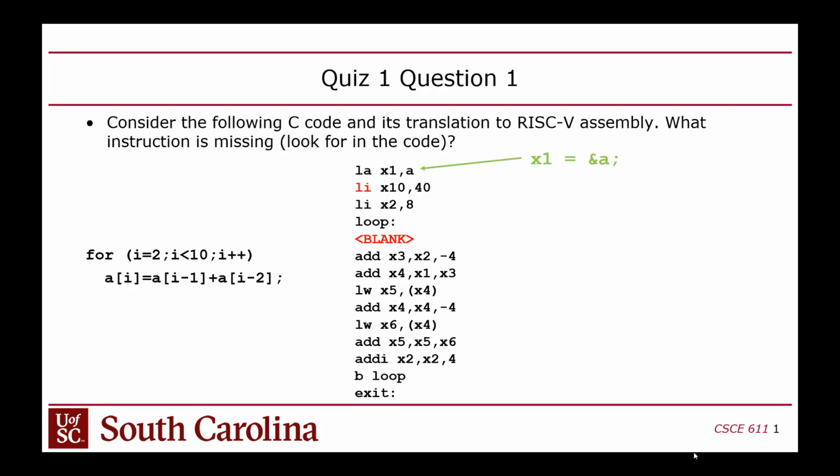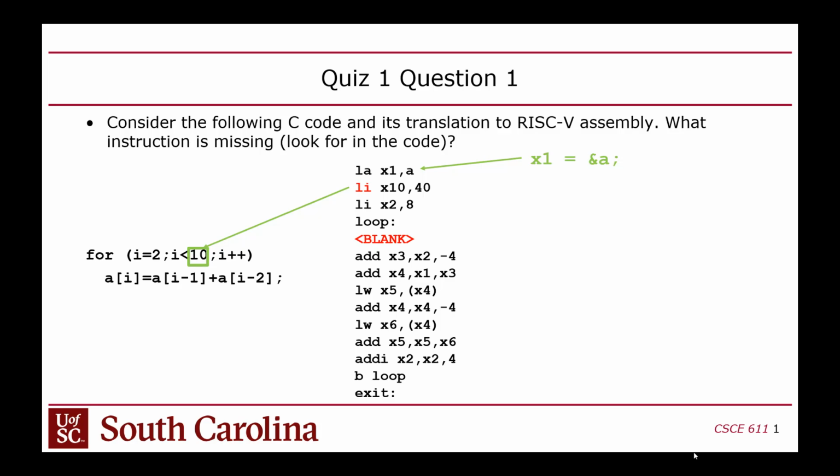So that first instruction basically loads the address of A into a register, because A is an array and C arrays are pointers. So the load address is referencing A. It's putting the address of A into X1.